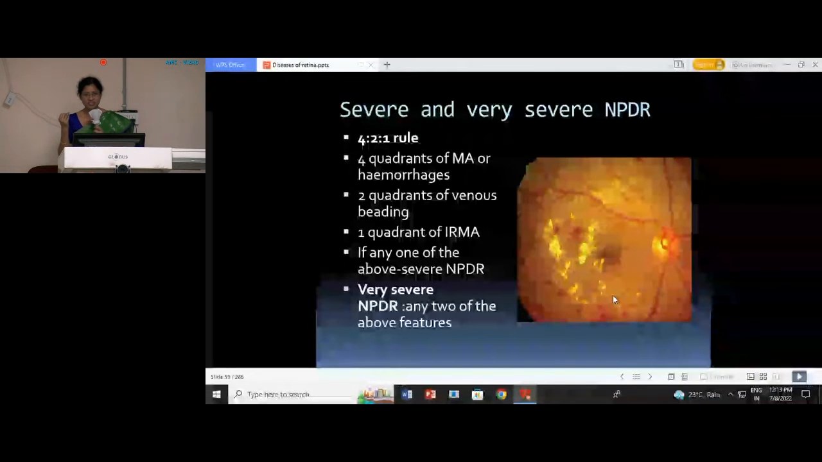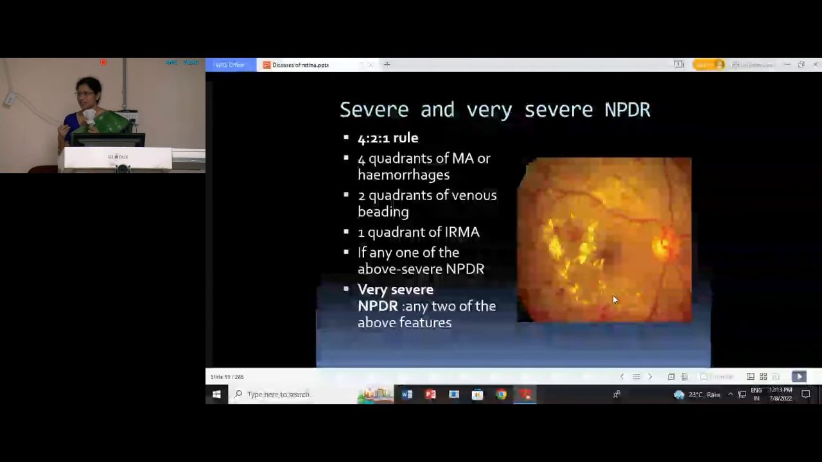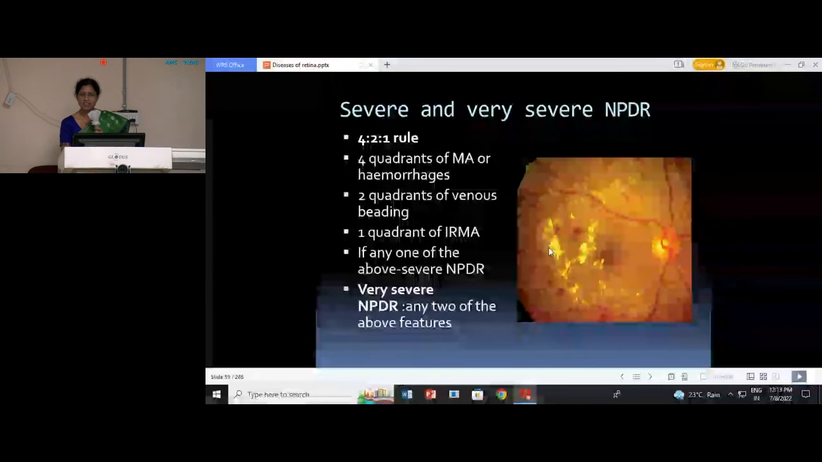4:2:1 rule, okay? So according to that, the NPDR is again divided into severe and very severe NPDR. In this, are you able to see that there are multiple dot and blot hemorrhages and multiple hard exudates which are arranged in circinates? So this is a case of severe NPDR.